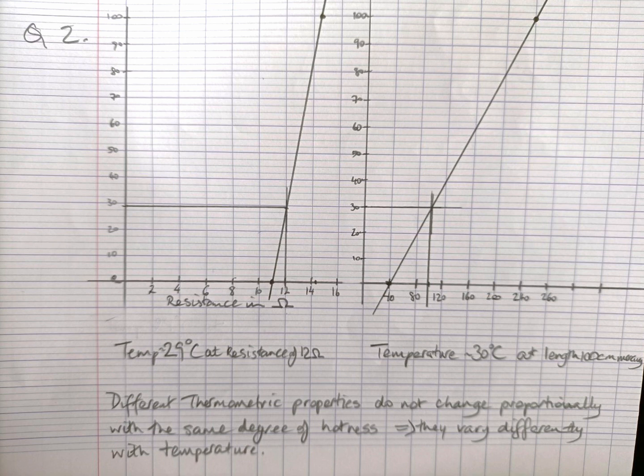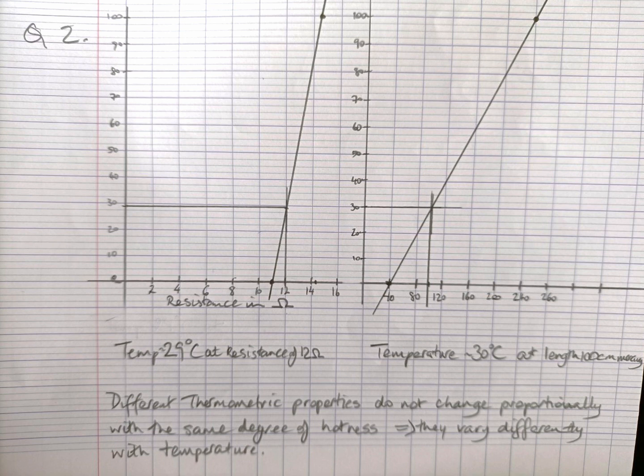Just to go through the solution from question 2 that you were just doing, we had two different thermometric properties that were measured. The first one was a change in resistance in terms of ohms when temperature was changing, and the second one was a change in length of a column of mercury when temperature was changing. So you needed to plot two separate graphs here, and you were looking for the temperature somewhere in between the two fixed points in terms of the data it gave you in the table.